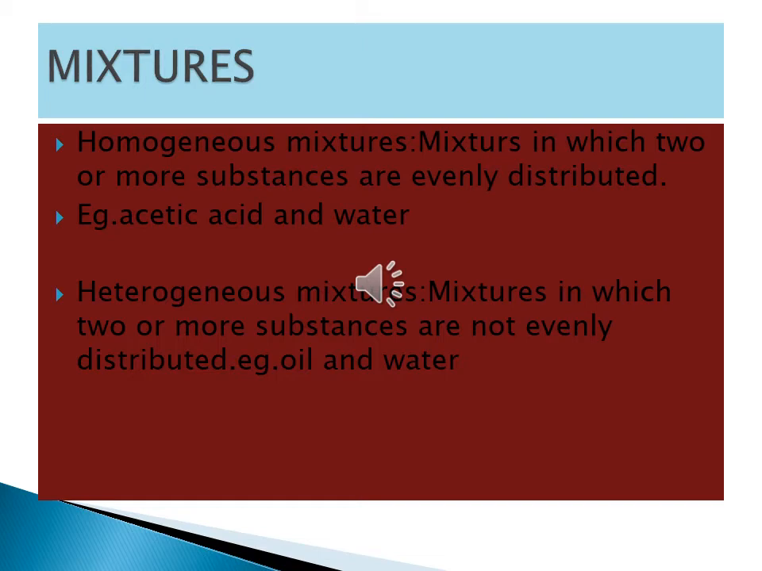Heterogeneous mixture, what about a heterogeneous mixture? Mixtures in which two or more substances are not evenly distributed, so that they have different composition. Example, oil and water. One more example, sand and water. One more example, sand and iron filings. Understood, children? Got it? Okay, next we will study about the separation of mixtures.